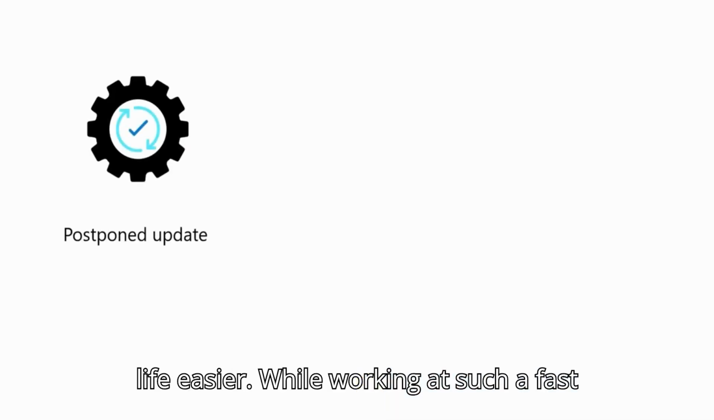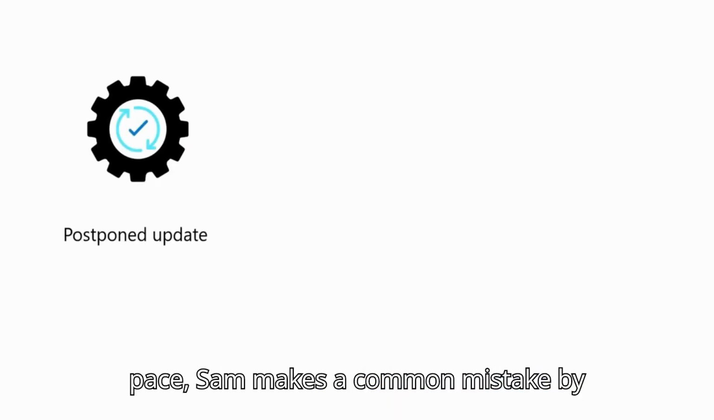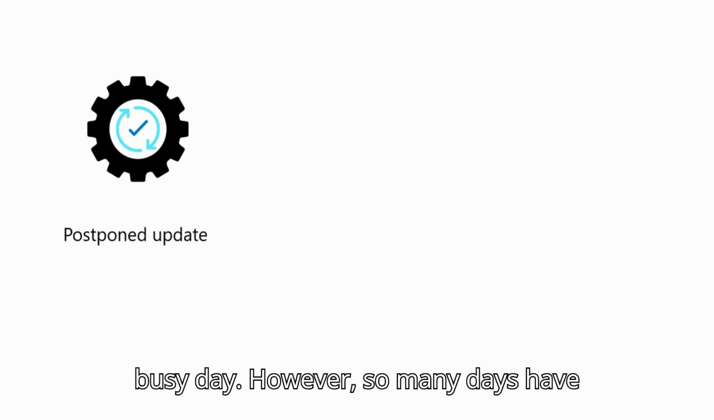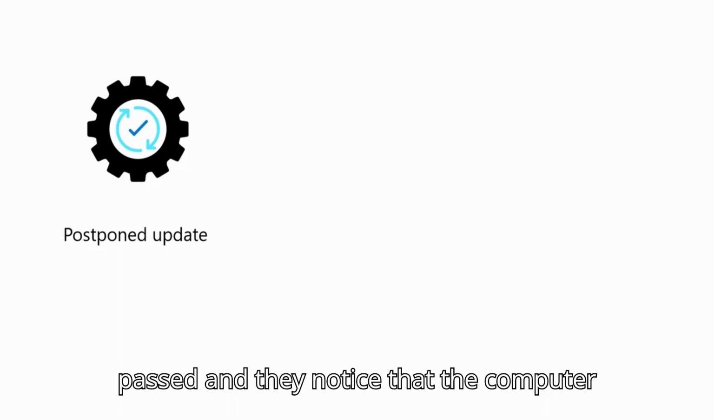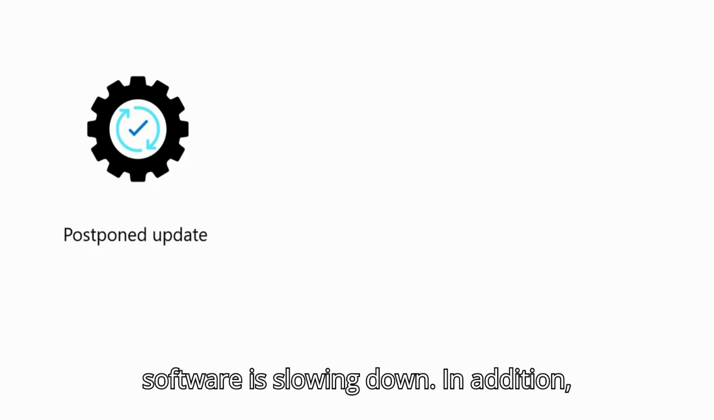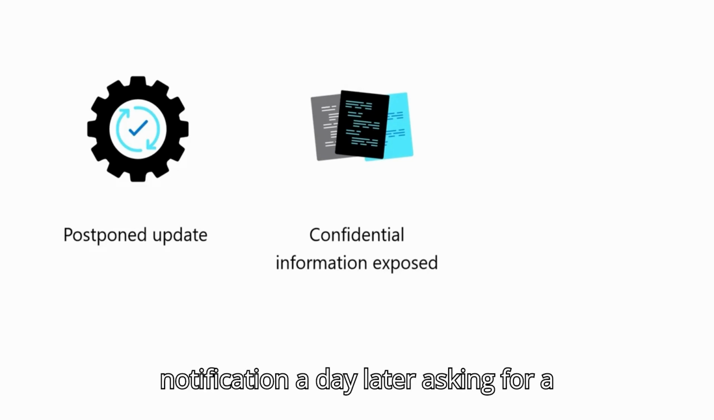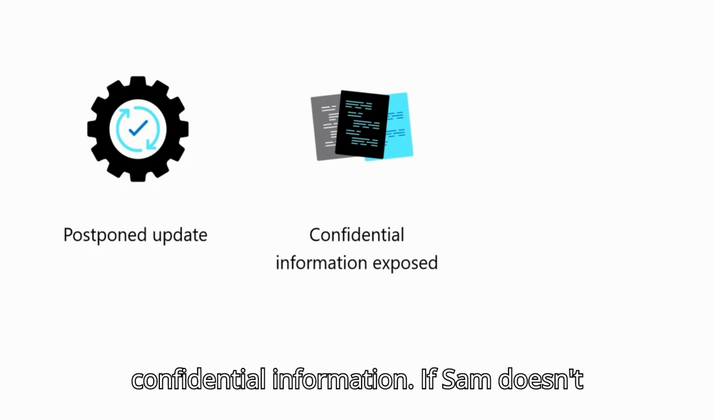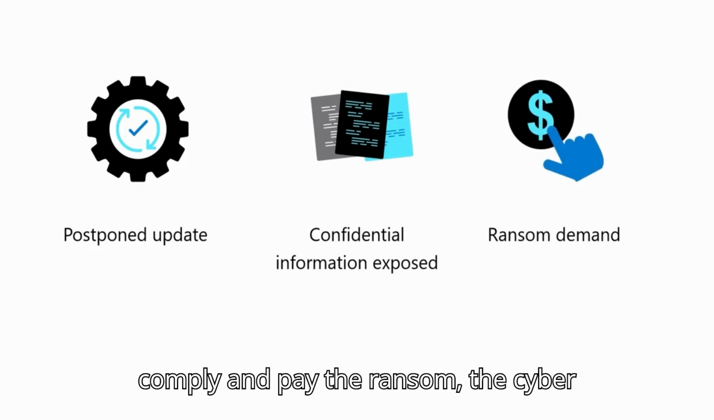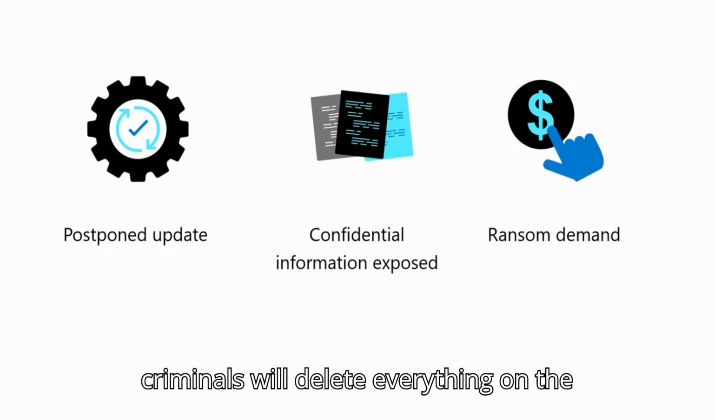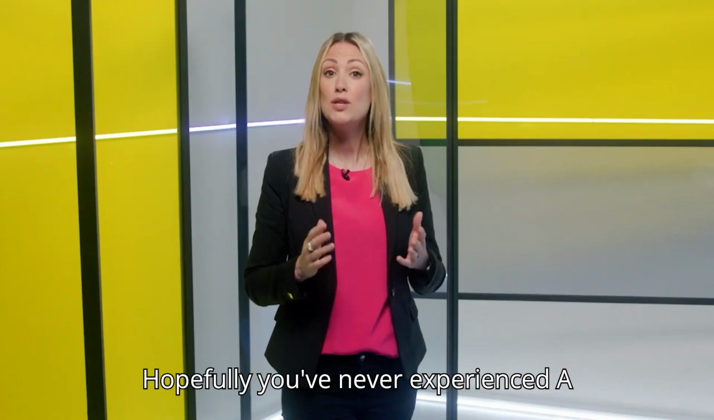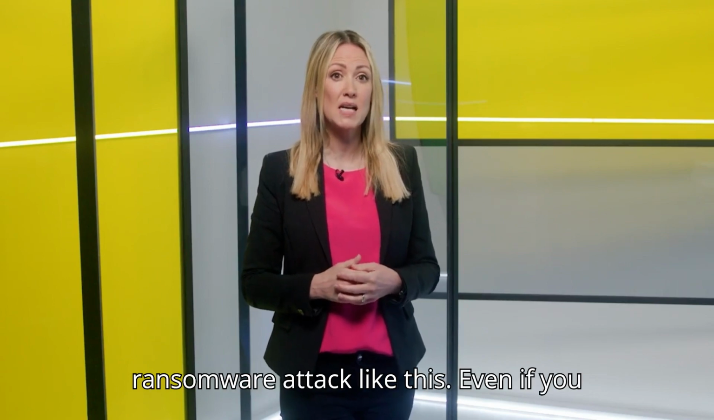While working at such a fast pace, Sam makes a common mistake by postponing the computer updates to a less busy day. However, so many days have passed and they notice that the computer software is slowing down. In addition, and unexpectedly, Sam receives a notification a day later asking for a ransom to release the business's confidential information. If Sam doesn't comply and pay the ransom, the cyber criminals will delete everything on the computer and begin targeting customers. Hopefully, you've never experienced a ransomware attack like this.